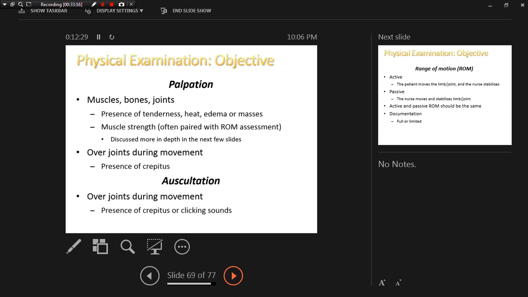And then when we're palpating, kind of the same things. We're inspecting and palpating at the same time. And so a lot of these things make sense with osteoarthritis, bursitis, tendonitis: tenderness, heat, edema, or masses. In addition to their range of motion, we're also going to look at their muscle strength. And we also talked about the presence of crepitus over joints. We can hear this in a lot of different joints, but we really do think about it in the knees in patients who have had osteoarthritis that's fairly severe, when the patients are just more or less bone on bone.